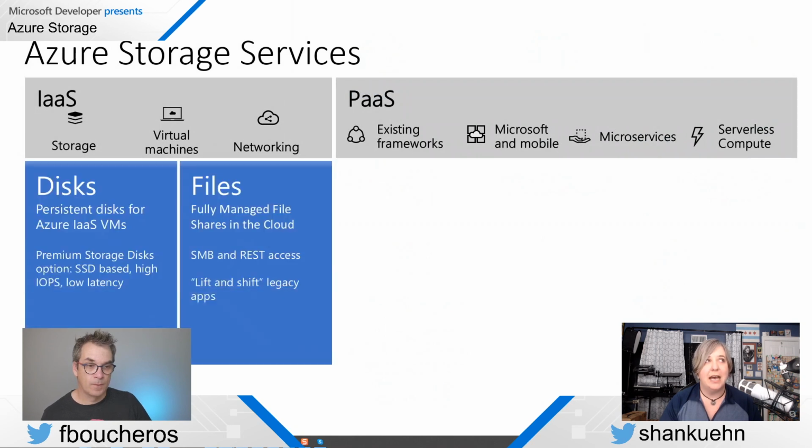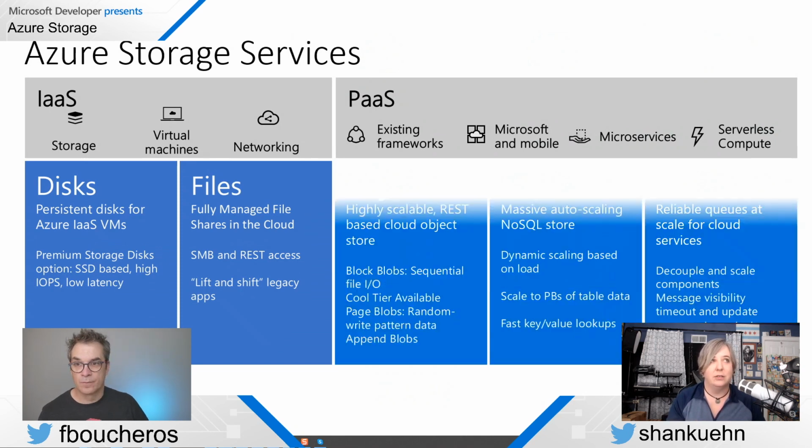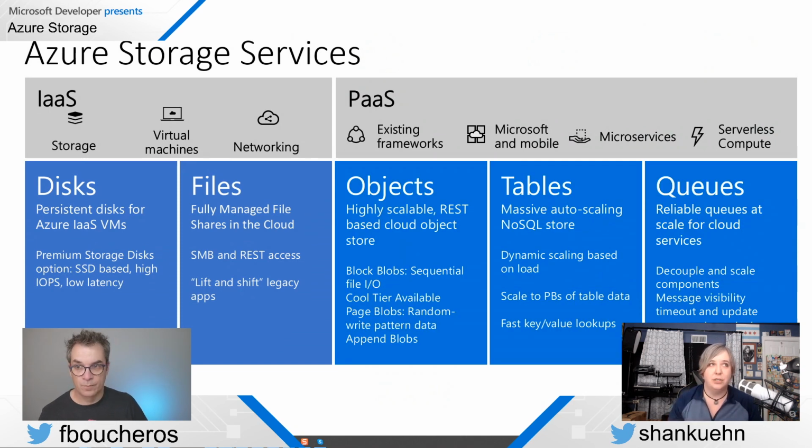So we have the IaaS side of the coin here, which is disks, files, anything that had an iSCSI disk attached, anything that had a file share that you wanted to migrate over. All of that lives in the IaaS space. And so for IT pros, this is a very comfortable spot for us to find ourselves in. There's also the PaaS model here, right? And we've got objects, tables, and queues.